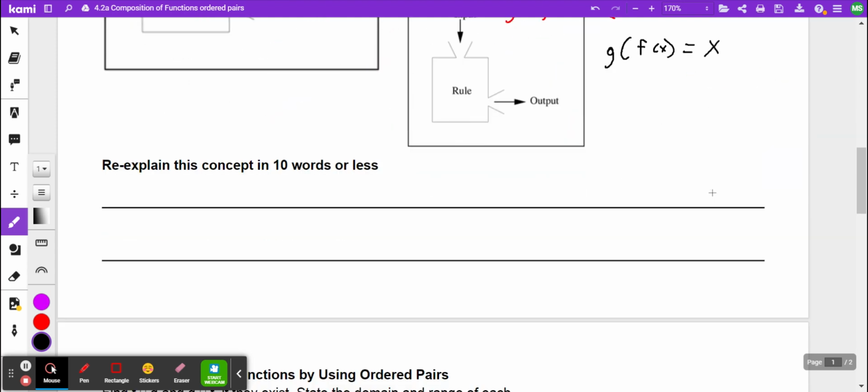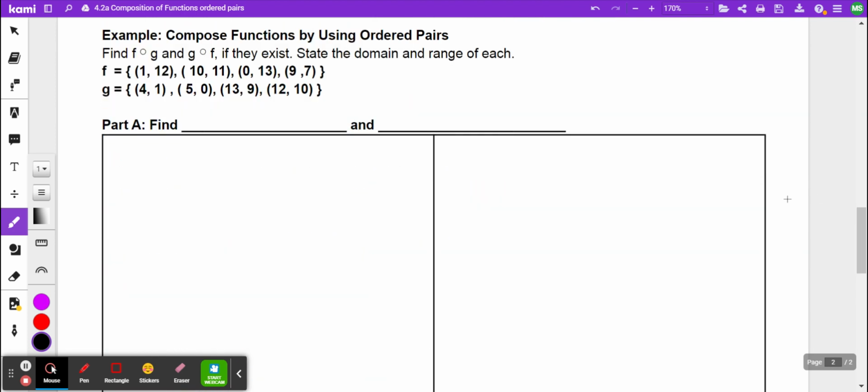But first, I want to point out this part right here. I want you to think, how can you say this in 10 words or less? There's going to be a question on Edpuzzle. Let's go on in 3, 2, 1.